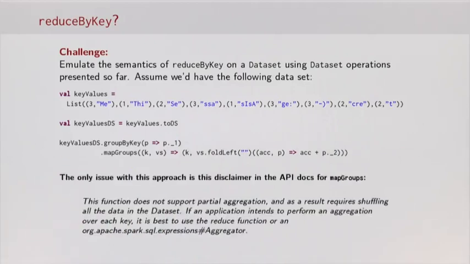That's the intended result. So while that might have worked, there's actually a problem with this approach. The API doc gives us a big hint of the danger of using this map groups function. Map groups does not support partial aggregation, and as a result requires shuffling all of the data in the dataset, which is of course extremely expensive, and we don't want to do that, right? So if an application intends to perform an aggregation over each key, which is exactly what we're doing, it's actually best to use something else. It's best to use the reduce function or to use this thing called an aggregator. Okay, so mental note, don't use this map groups thing unless you really have to. But okay, let's follow the advice of the docs.